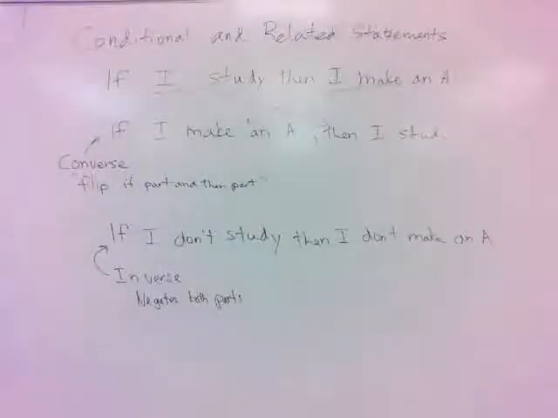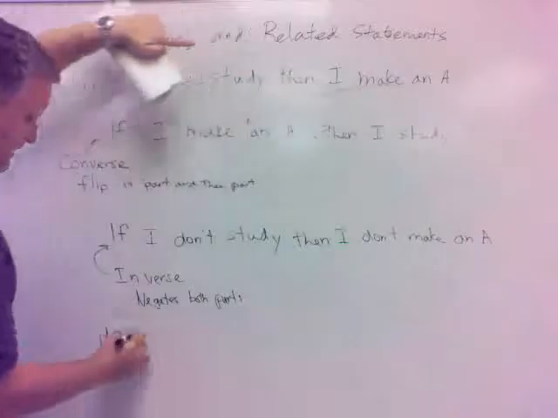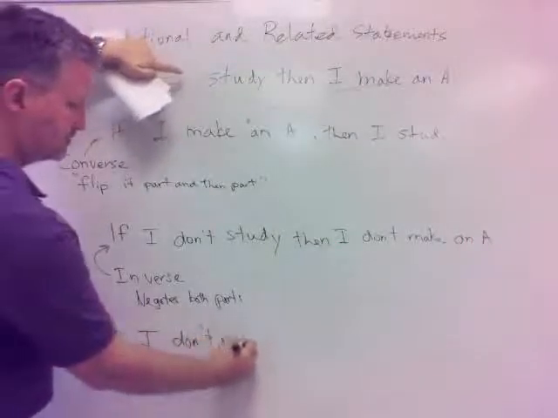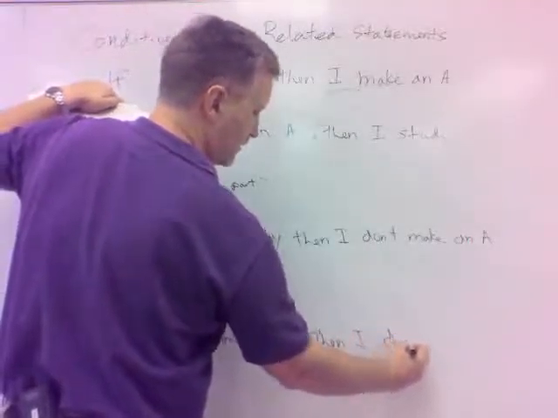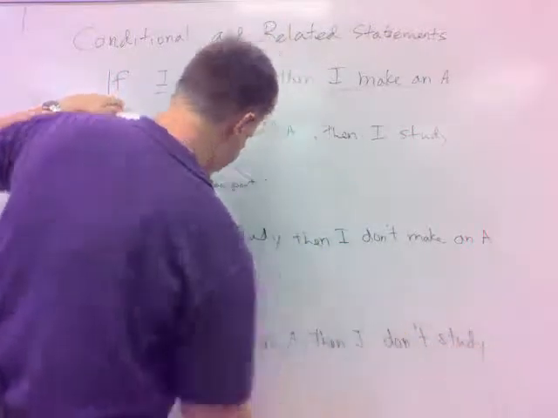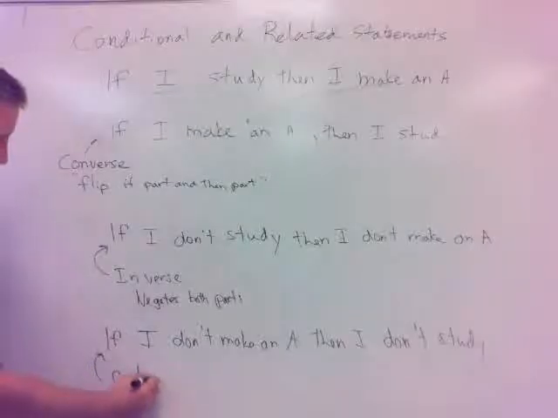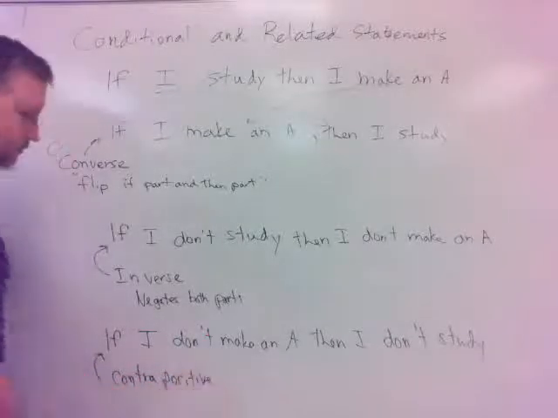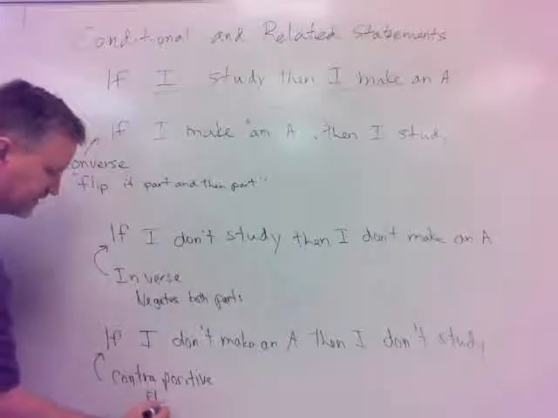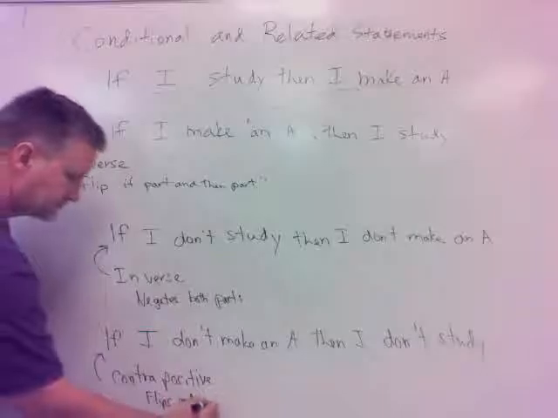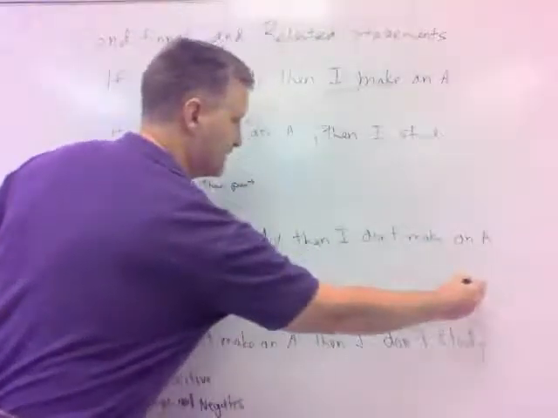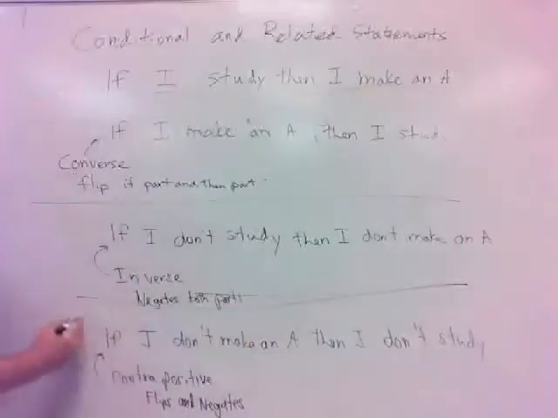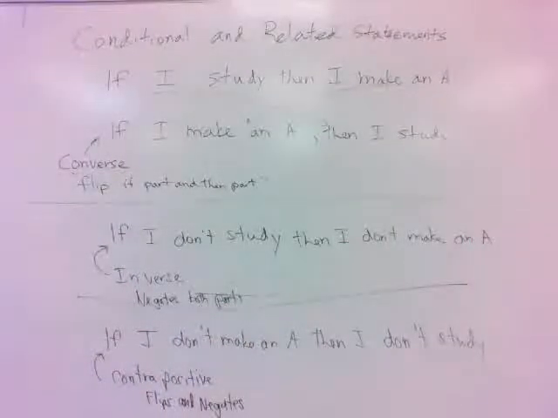The last one does both. It flips and negates simultaneously. So what would that be? If I don't make an A, then I didn't study. Or I don't study. That's called the contrapositive. Long word. So the contrapositive both flips and negates. All right, so the converse flips. The inverse negates. And the contrapositive flips and negates it. Those are related statements we're talking about.